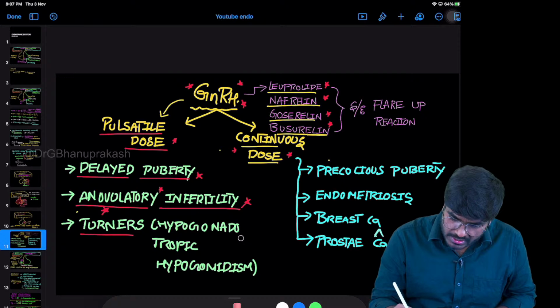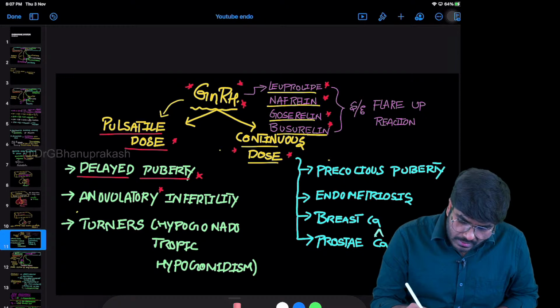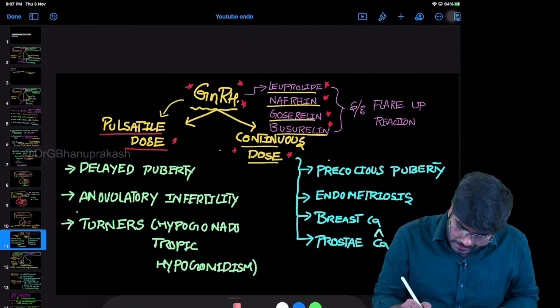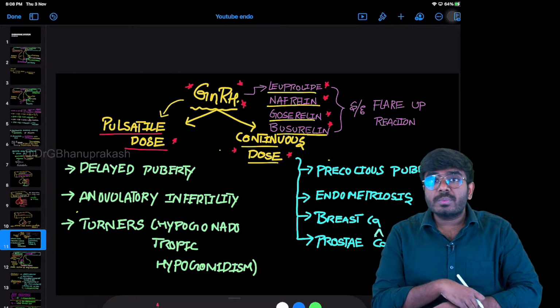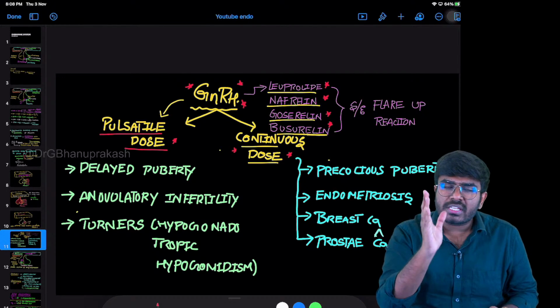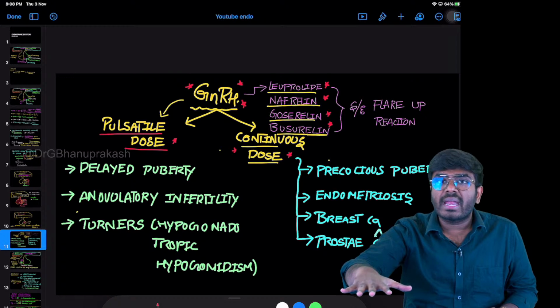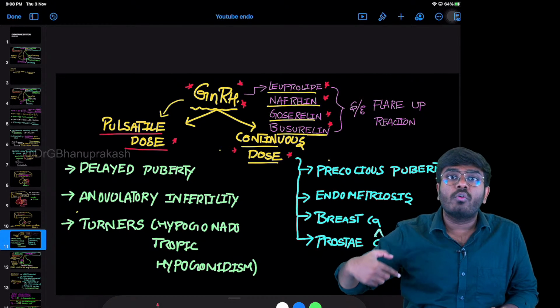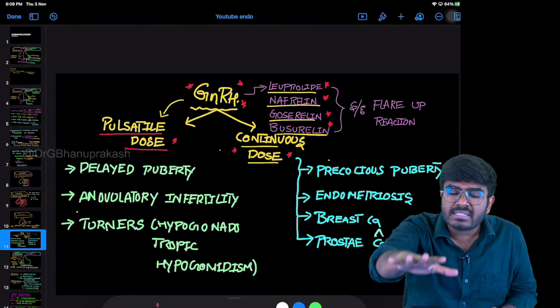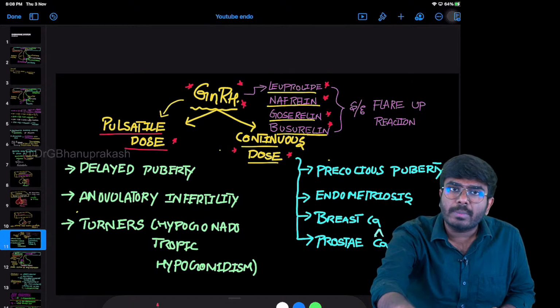You can use GnRH analogues in a pulsatile dose. Now you can also use GnRH analogues in a continuous dose. Continuous dose means suppression. Whenever you give GnRH analogues in a continuous dose, there will be suppression of the entire hypothalamo-pituitary-ovarian axis, or gonadal axis. Entire axis will come down. Entire axis will be inhibited.